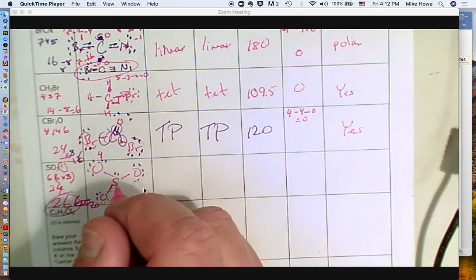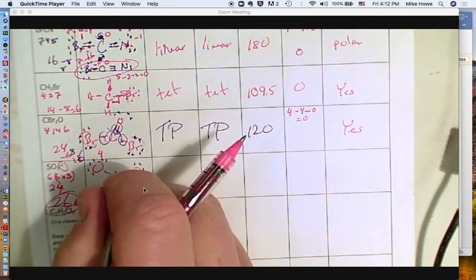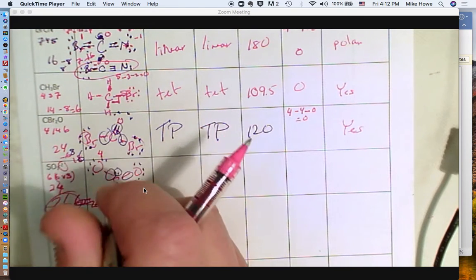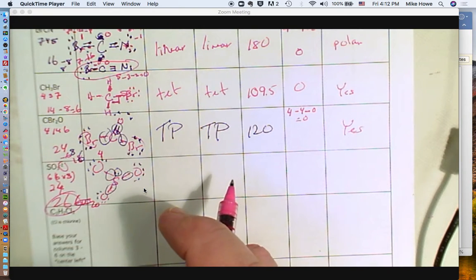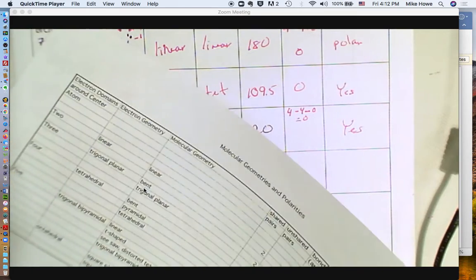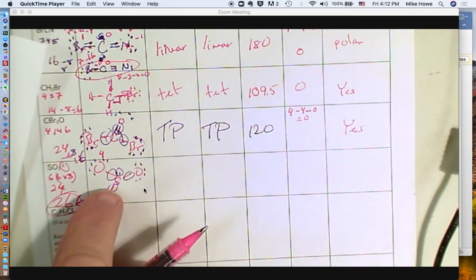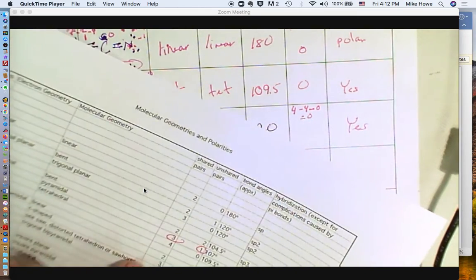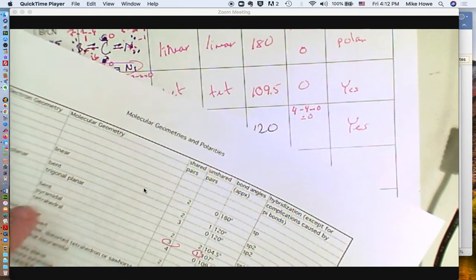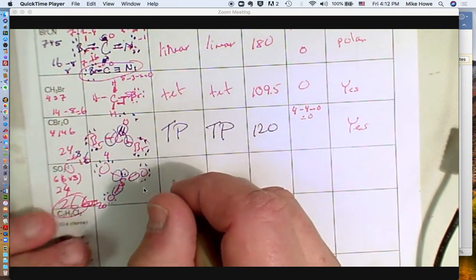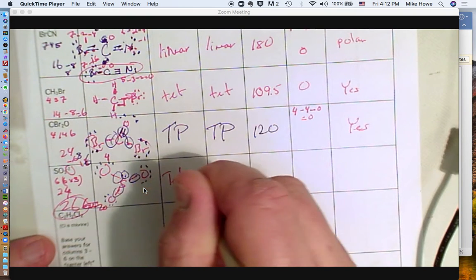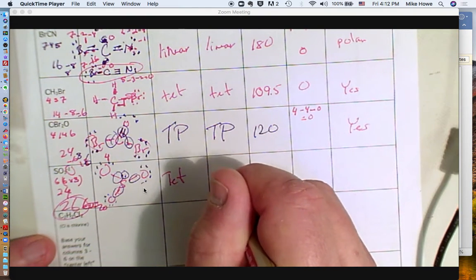Our domain geometry, we've got 4 domains. 1, 2, 3, and 4, because a double bond, or unshared pair, counts as one domain. So 4 domains, tetrahedral. Looks to me like there are 3 shared and 1 unshared. So tetrahedral with 3 shared and 1 unshared, we've already said, is pyramidal. So this would be tetrahedral, this would be pyramid.